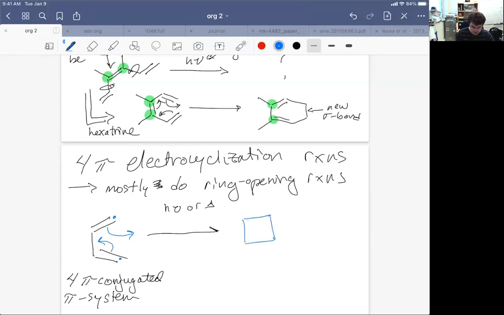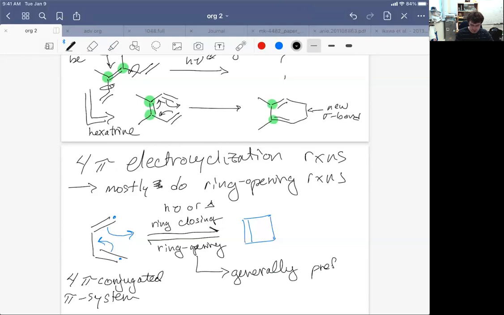That's going to give rise to a 4-membered ring. Before we had 6 atoms involved in the pi system, we got a 6-membered ring. Now we have 4 atoms involved, so we get a 4-membered ring. Okay, so this is my ring closing reaction. And then my ring opening reaction goes the opposite way. Okay, generally, unless you have something special going on, this is preferred.